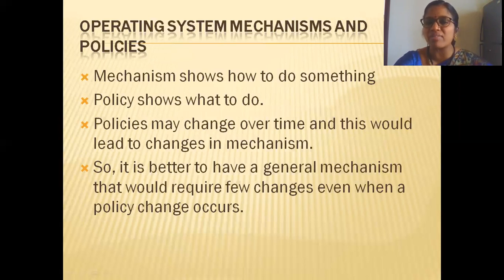So it is better to have a general mechanism that would require few changes. Because if you write anything very specific to an application, and the policy has changed, it requires many changes. So what he is saying is, it is better to have a general mechanism. That means make it a general thing. If there is any change in the policy, you can change the mechanism very easily. Right? Next.